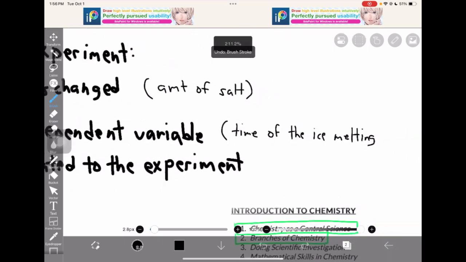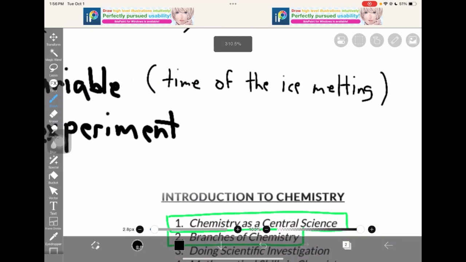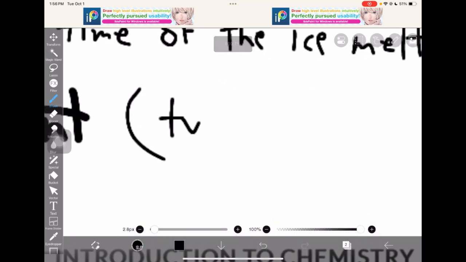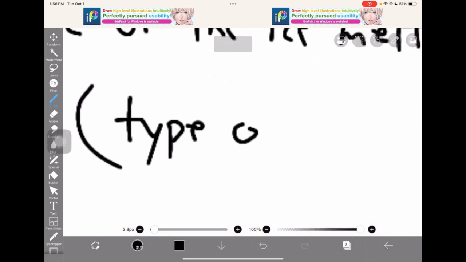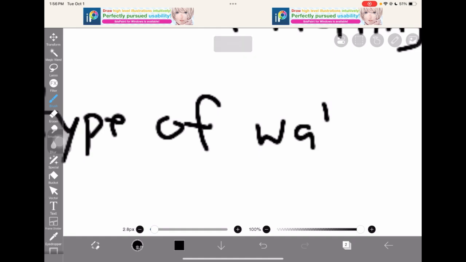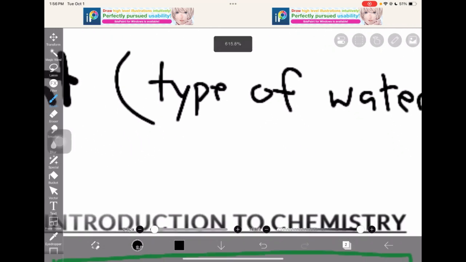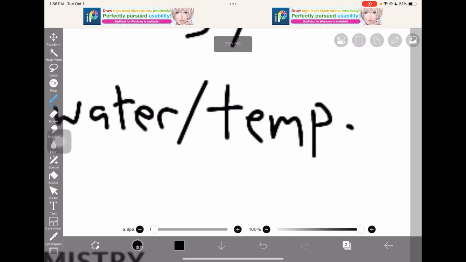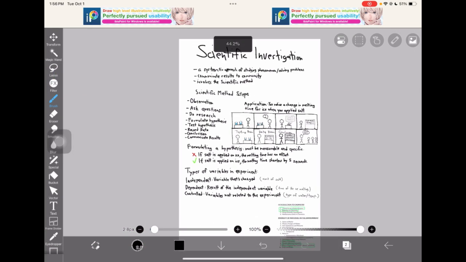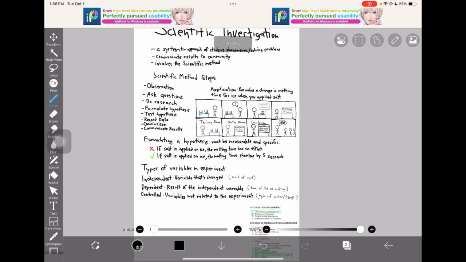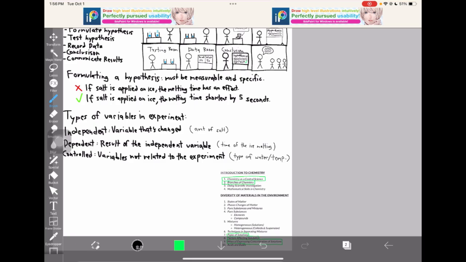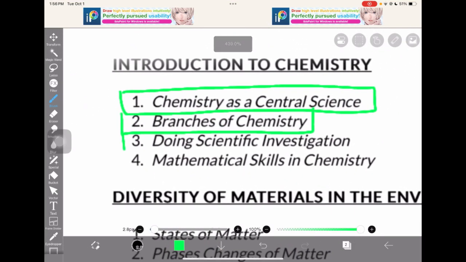And then what are the controlled variables? Well, they're not really stated here, but we could consider the type of water, dirty or clean, maybe. Or we could consider the temperature of water. That's also a possibility. And that's just another scenario of the scientific investigation here. It's a pretty nice process, and I think we can use this in our everyday lives. And thus, that's our 3rd topic done.